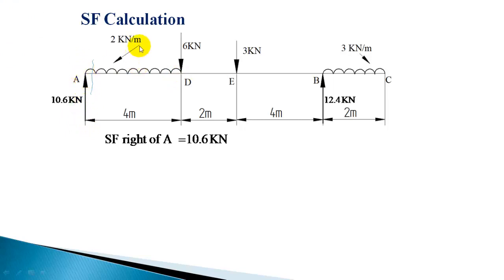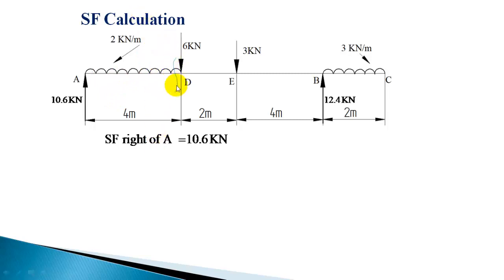10.6 minus this part of UDL, complete over the complete length. The UDL will come here, and when you take this section you have to take the resultant UDL, the total UDL you should take. So 2 into 4, 8 kilonewton, which is acting downward, will produce a negative shear force. So 10.6 minus 8, that will be the shear force at this section. So 10.6 minus 8 is 2.6.